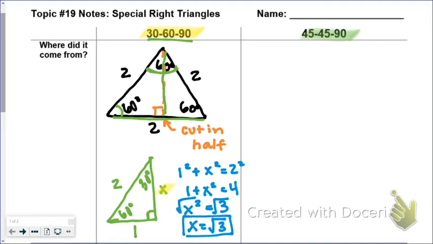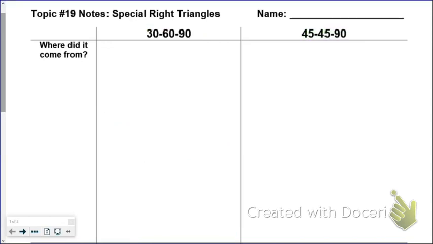Nice. Okay, so right now we have the small side as 1, we have our medium side as the square root of 3, and we have our large side as 2. But what does that mean exactly? So let me scroll down here.